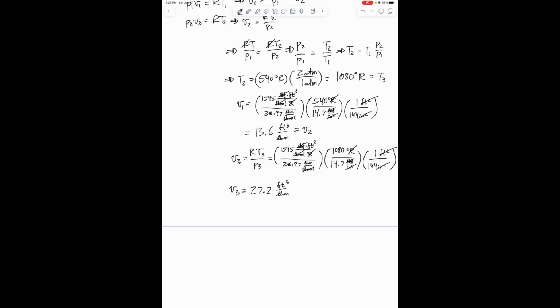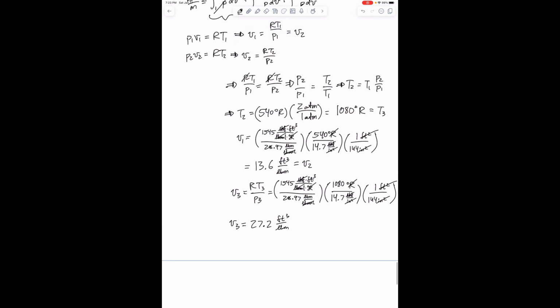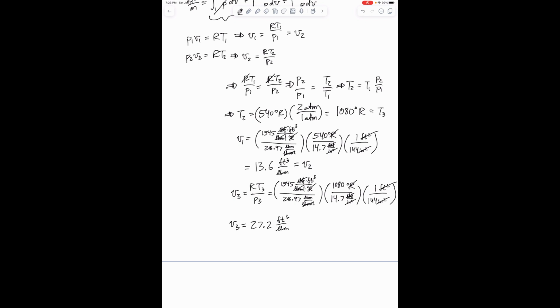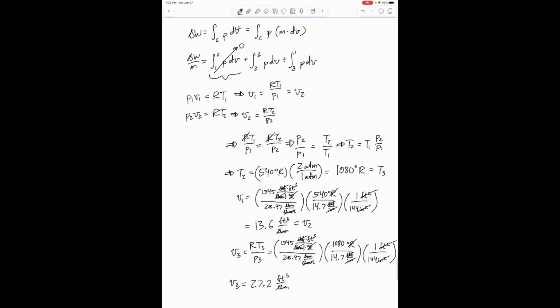All right. So we have everything. For each state, we have pressure, temperature, specific volume. We can now solve for our work. So it'll be 0 plus.